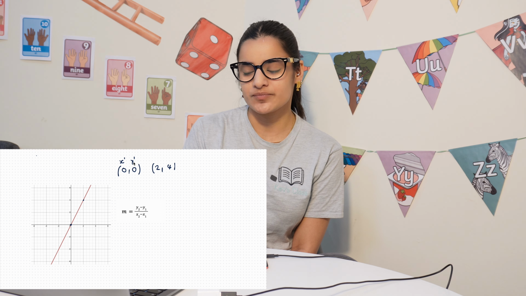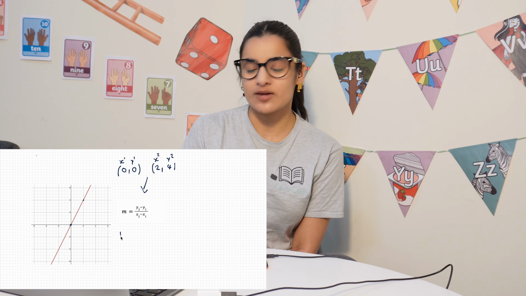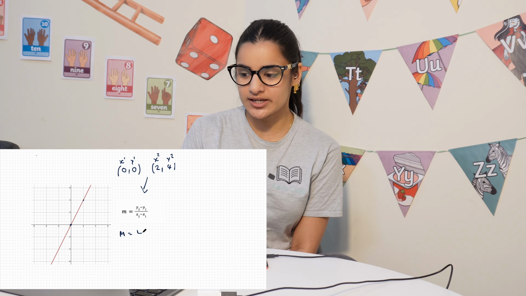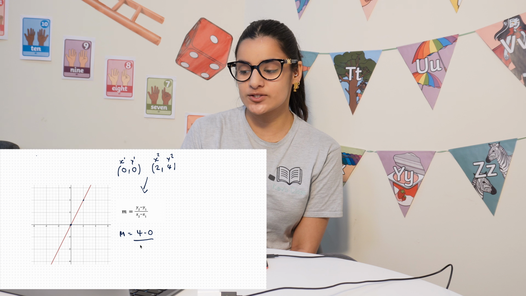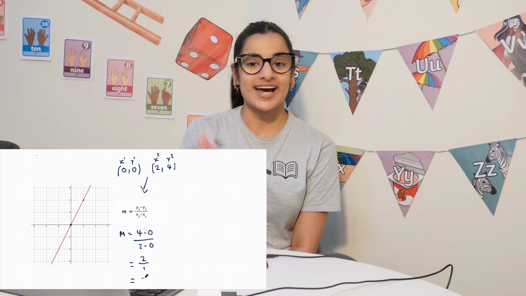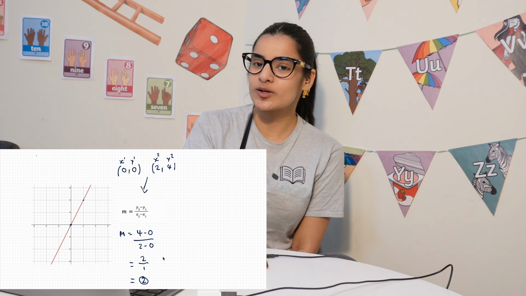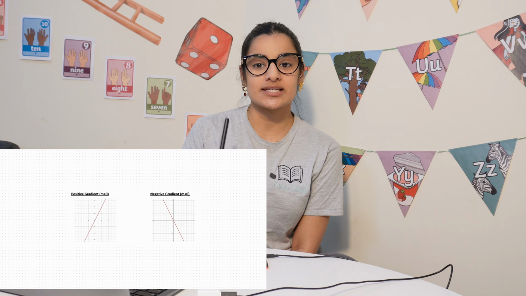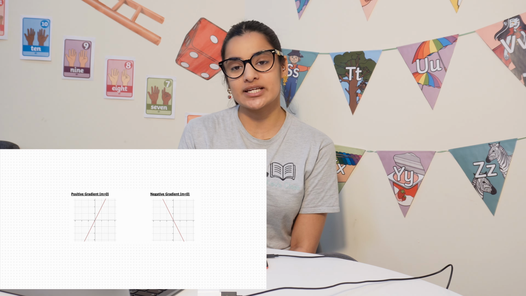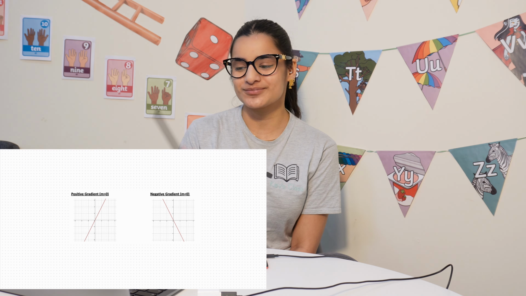And I can label these now. So we have x1 and y1 and x2 and y2. And when I input this into my equation, I'll be left with m equals 4 over 2, which further simplifies to 2 over 1, leaving my final answer being m equals 2. And that's how we find the gradient of a straight line. One more point to remember are positive gradients and negative gradients. If our gradient is increasing, it'll be positive, and if our gradient is decreasing, it'll be negative. That's just one thing to remember.